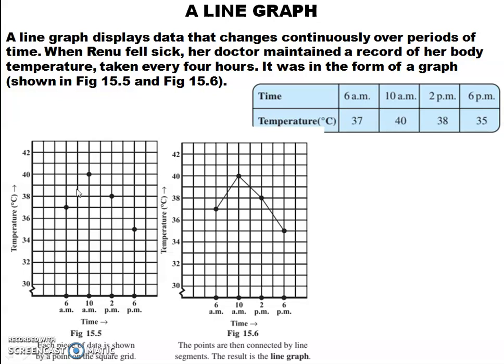Now when you join these points you get a line graph. The points are then connected by line segments. The result is the line graph. This is what you call a line graph.